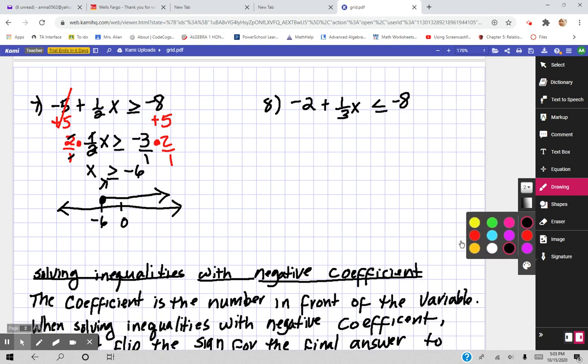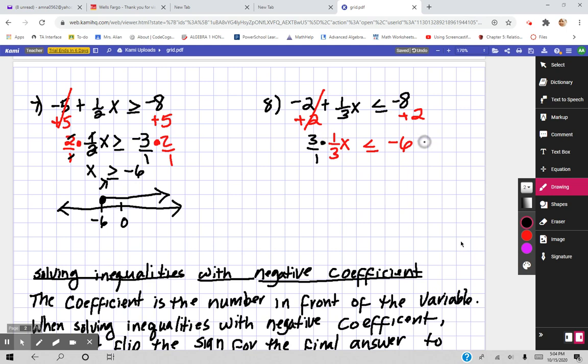Okay, let's see how you did. So let's solve for x first. Let's add 2 to both sides. This will give us 1/3 x is less than or equal to -8 plus 2 is -6. We need to multiply both sides by the reciprocal of 1/3. The 3's will cancel, giving us x is less than or equal to -18.